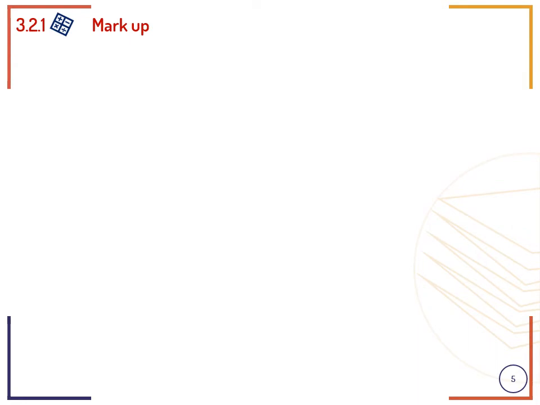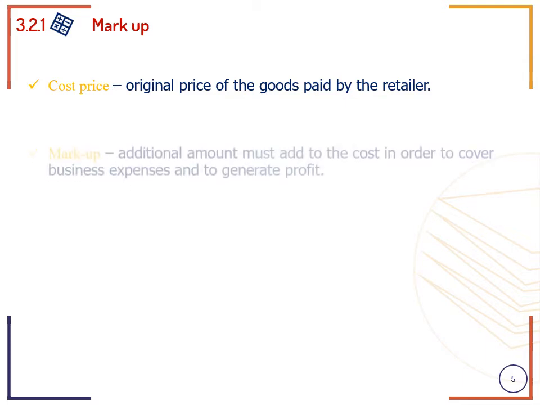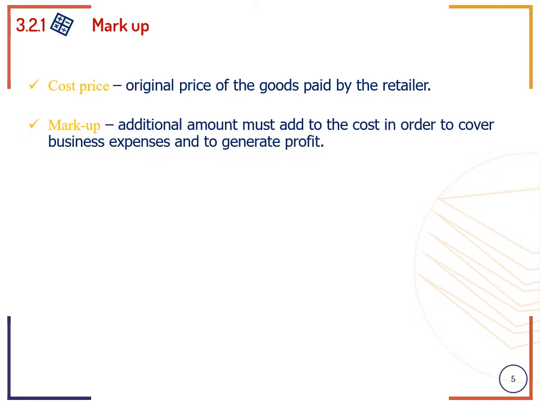Take a look at markup. The cost price is the original price of the goods paid by the retailer. The retailer must add an additional amount called markup to the cost of the goods to cover the business expenses and to generate a profit.